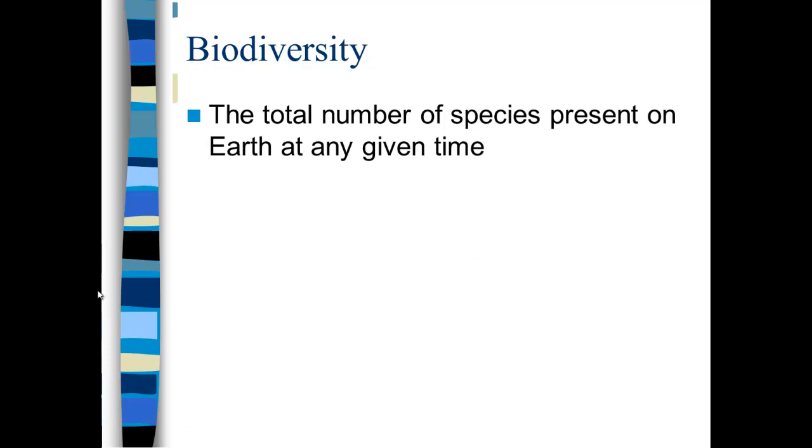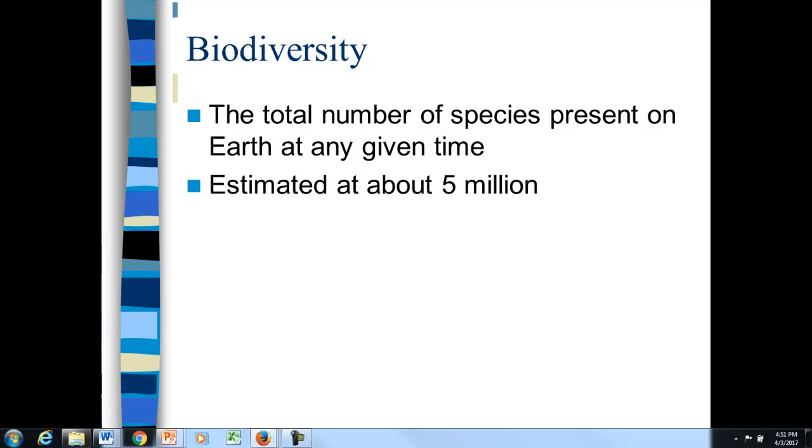Now, biodiversity, as defined, is the total number of species present on Earth at any given point in time. It's currently estimated to be about 5 million. I've seen some estimates as high as 15 million, realizing that the majority of the 5 million to 15 million species are microbial in origin.